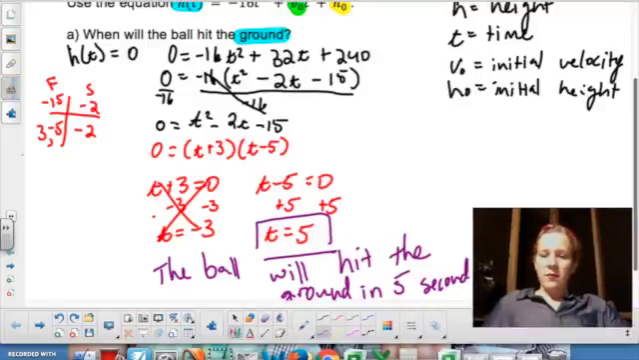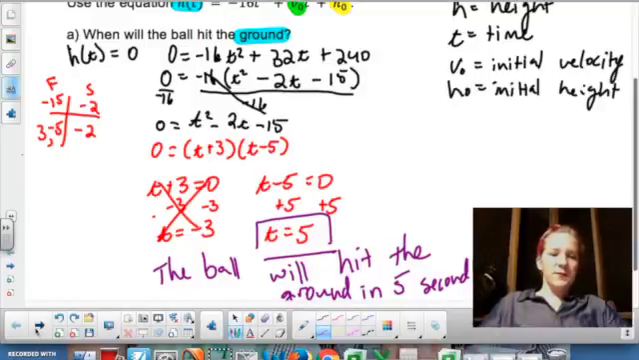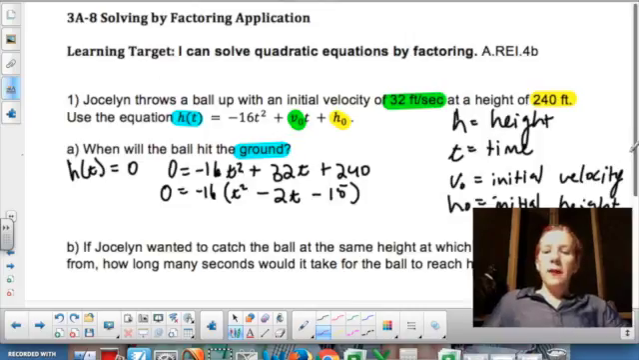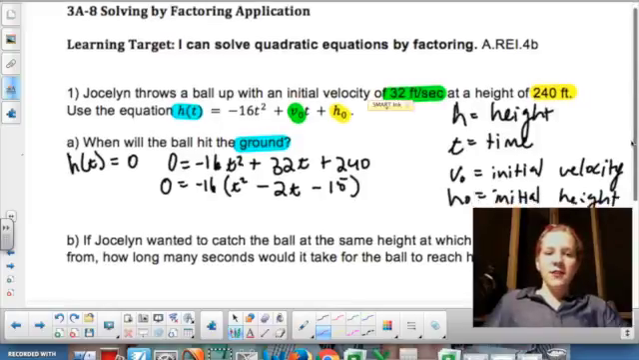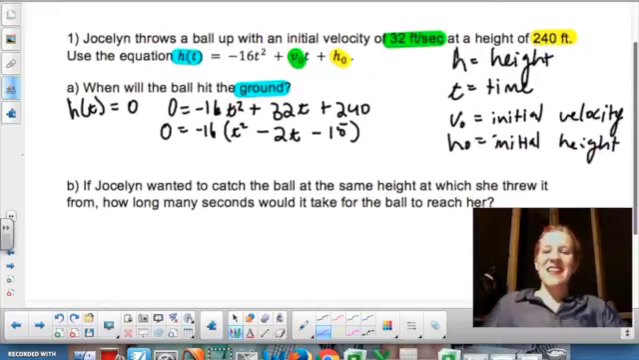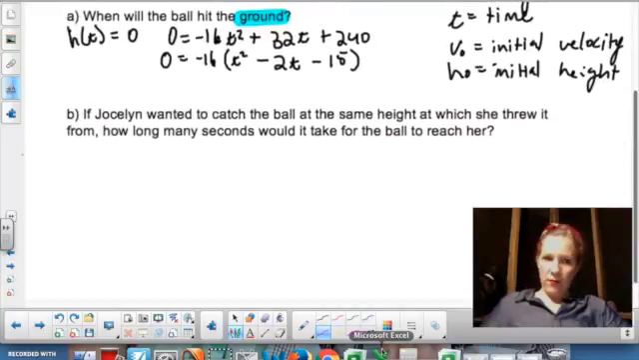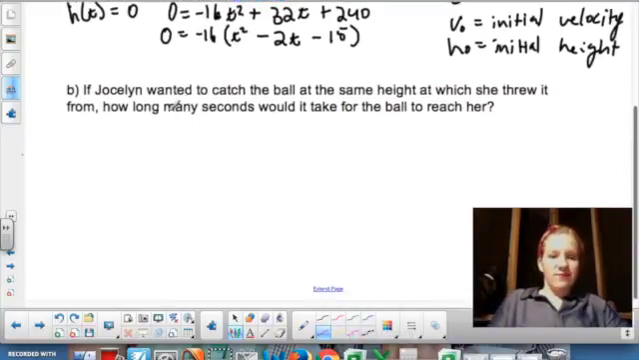Okay. Let's move me out of the way. So now we're ready to look at part B. So for that, we're going to go over here. Part B wants to know if Jocelyn wanted to catch the ball at the same height at which she threw it from, how long or how many seconds would it take for the ball to reach her?